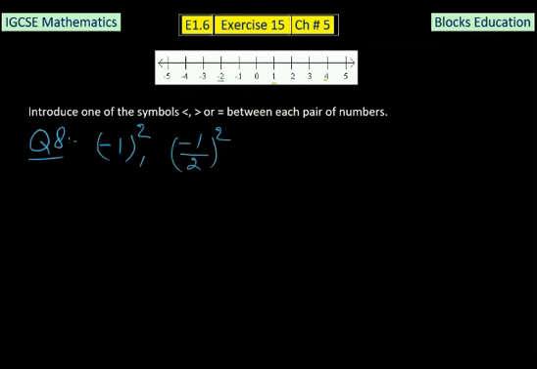In question number 8, we are given (-1) whole raised to power 2 and (-1/2) raised to power 2. So just solve it a little bit. Minus has an even power, so it will be plus, because 1 into 1 is 1, and minus once again has an even power, so the answer will be plus, and 1 and 2 individually take a power of 2, so 1 raised to power 2 is 1, and 2 raised to power 2 is 2 into 2, which is 4. So in fact you have two numbers, 1 and 1/4, and we know that all the whole numbers have a denominator 1.